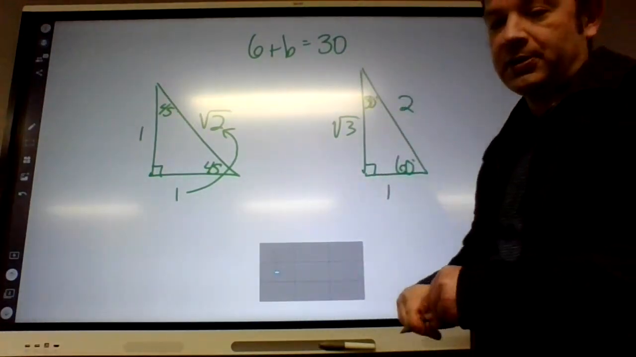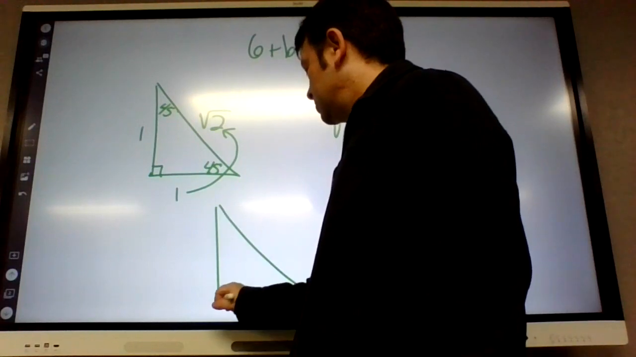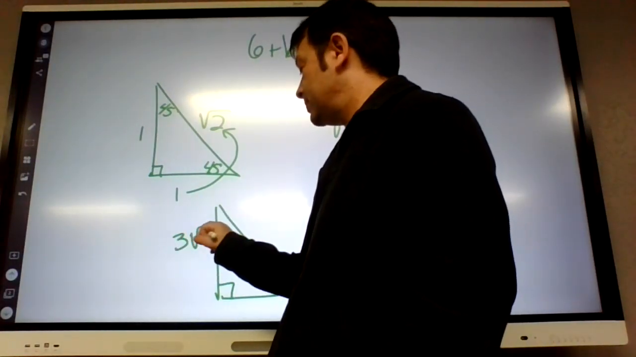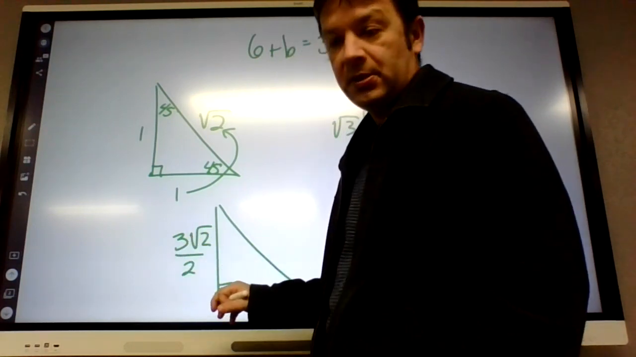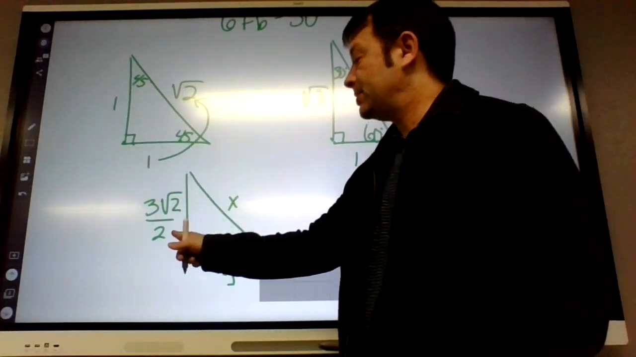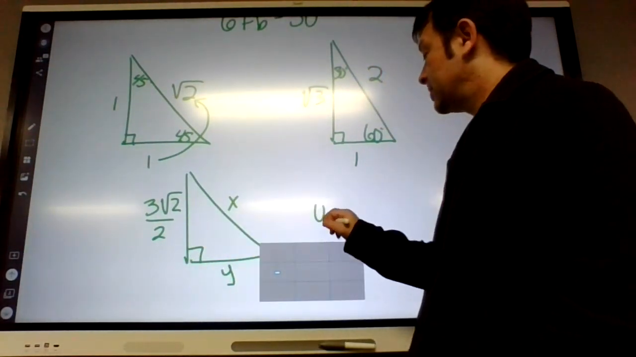Okay, so on number 3, we're starting with the leg again, so it's going to be very similar. 3 square root of 2 over 2 is the leg. So if this leg is 3 square root of 2 over 2, this leg will be 3 square root of 2 over 2. Same thing, yes.